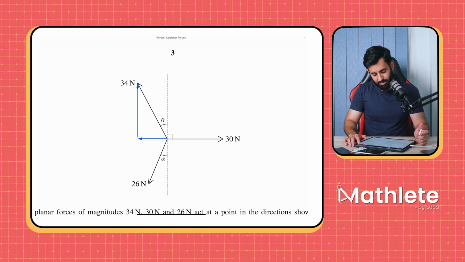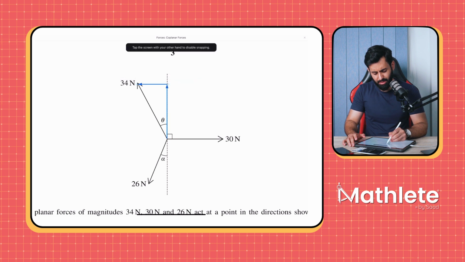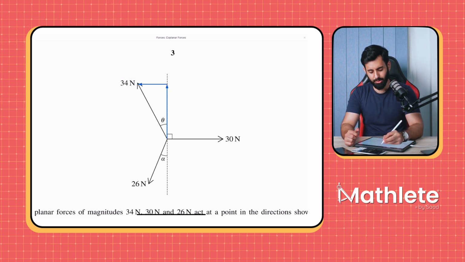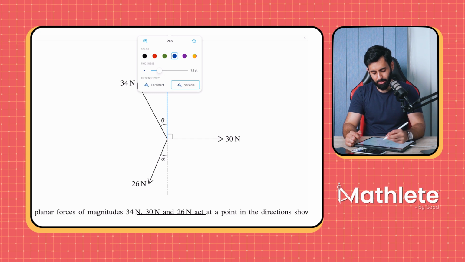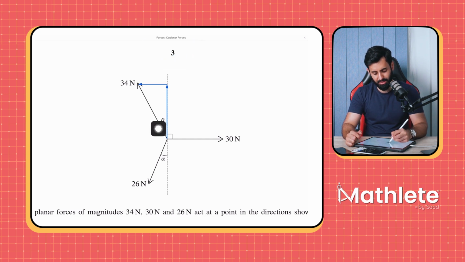So try and break it down in such a way where it's easy for you to figure out where the angle is, okay? So I hope that makes sense to you. So yeah, now I can clearly see what this angle is, so that means I can clearly break down this horizontal component, which is going to be 34 sine theta.